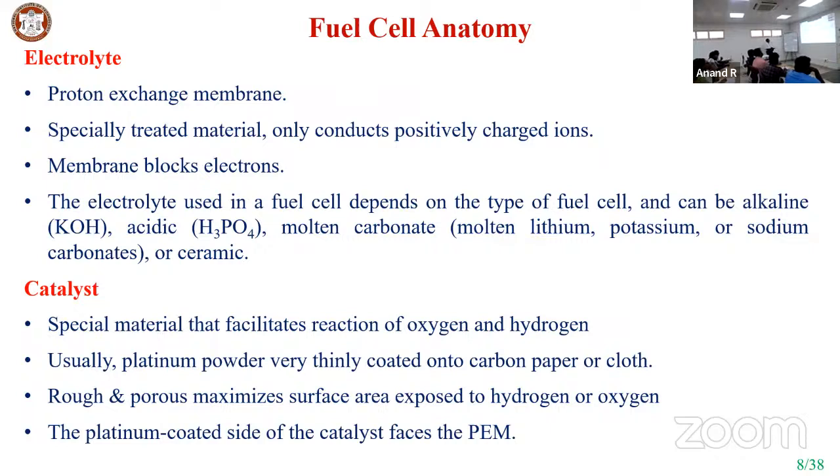So what is the purpose of the catalyst? It is a structural material that facilitates the reaction of oxygen and hydrogen: oxygen at the cathode, hydrogen at the anode. Usually platinum powder is very thinly coated on carbon paper or glass. So the electrode may be any material. You can use carbon, copper, stainless steel or iron, whatever material you like, but the coating there plays a major role in enhancing the reaction, the oxidation as well as the reduction.